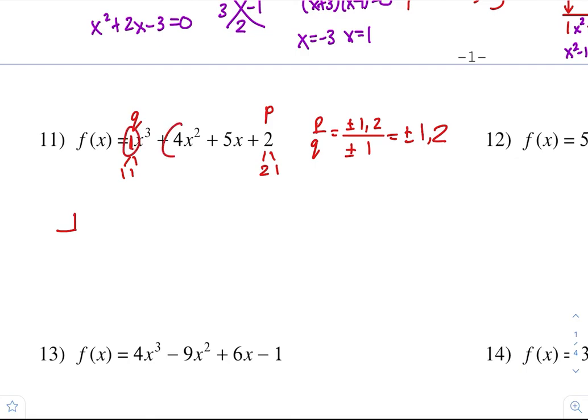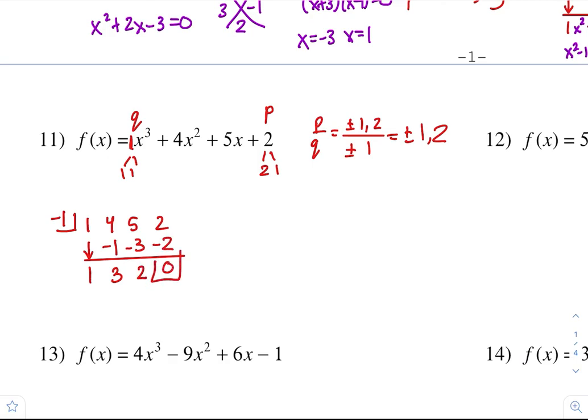Now let's use synthetic division to possibly find the rational zero. So 1, 4, 5, and 2, right? Those are your coefficients. Okay, so drop the 1. What number are we going to test from this list? I'm going to go ahead and try negative 1. 1 times negative 1, negative 1. 4 plus negative 1, 3. 3 times negative 1, negative 3. Negative 3 plus 5 is 2. 2 times negative 1, negative 2.